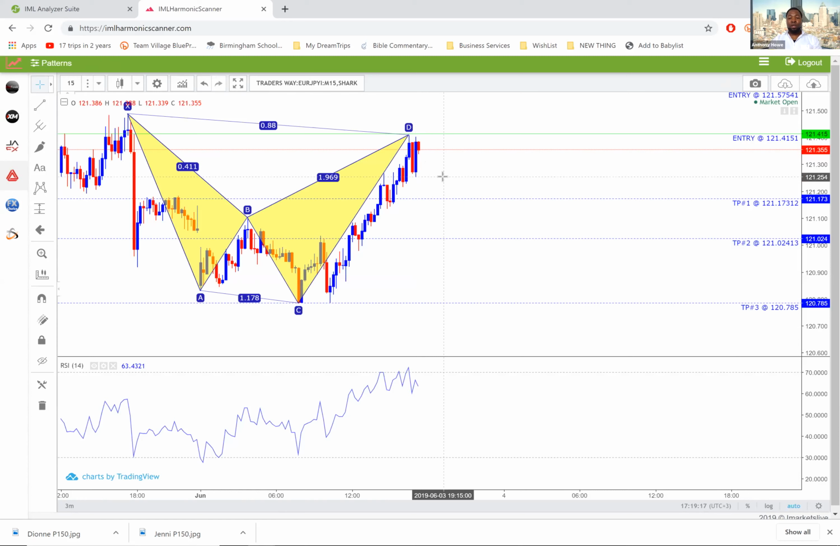Also, we want to make sure it hasn't already hit TP1. Has the price come down to TP1 after the letter D? Well, it nearly did here.